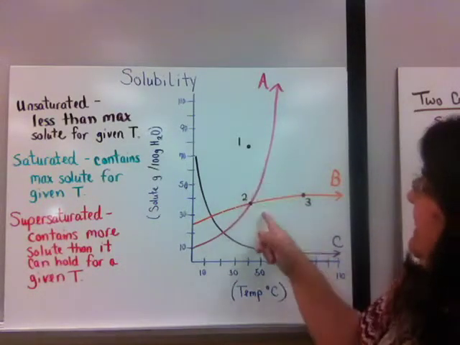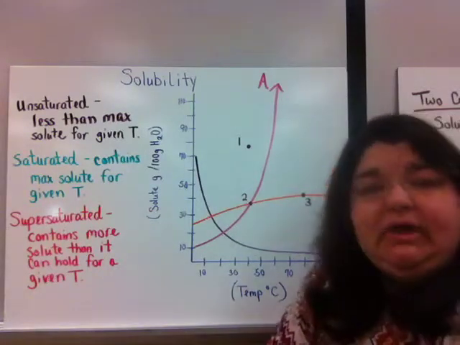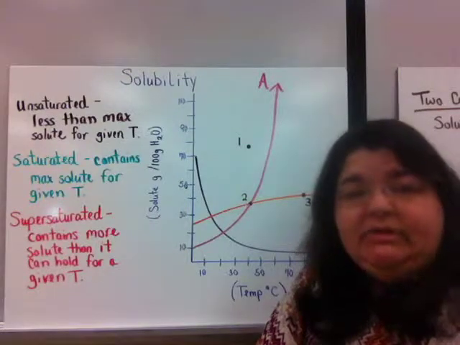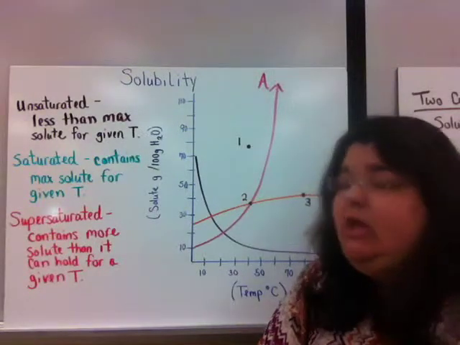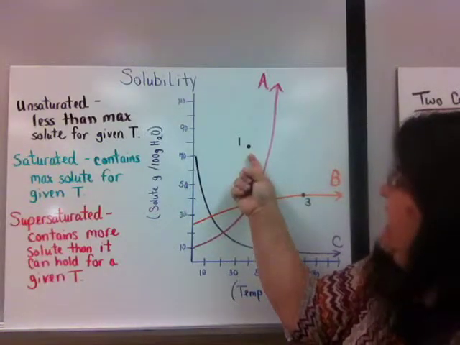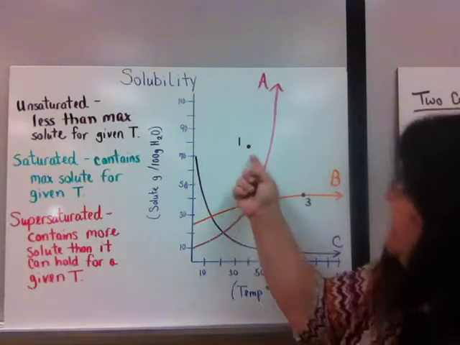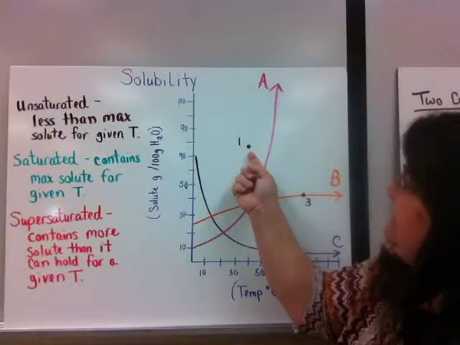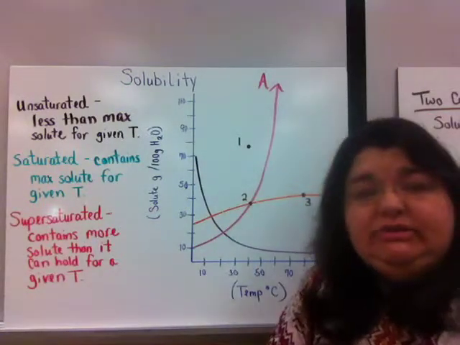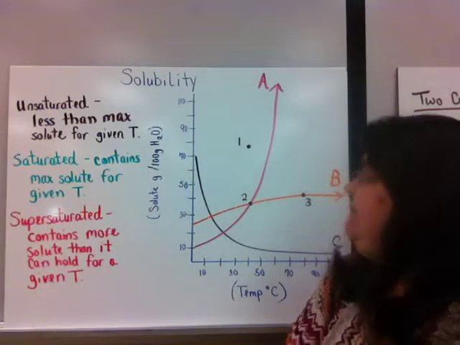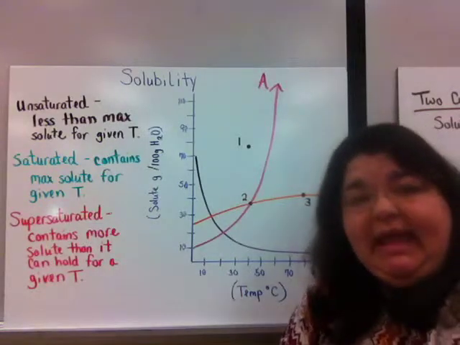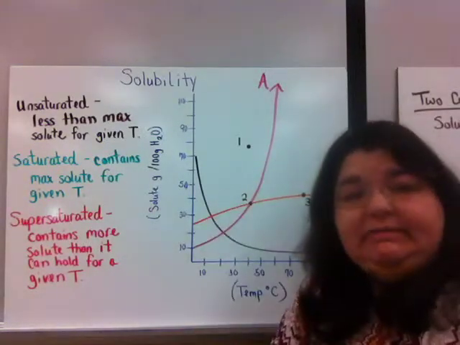Now, notice that we have three different points. And what a solubility graph will do a lot of times is ask you to compare the solubility of the different solutions at different temperatures. So for point 1, I have about 35 or 40 degrees Celsius at about 75 grams. And what the question might read is, if I had 75 grams at 40 degrees Celsius for solute A, how would you describe that solute?